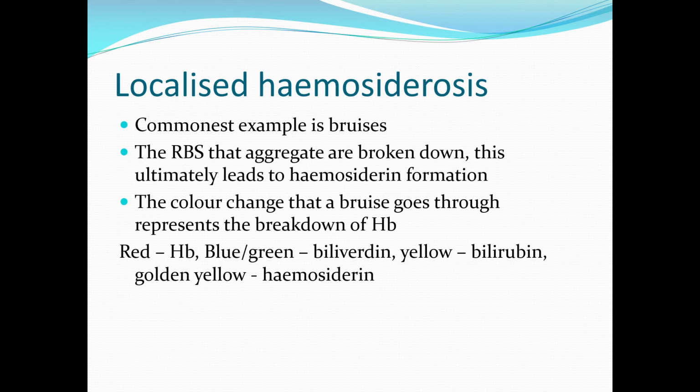Now localized hemosiderosis is when a part of the organ is involved. The commonest example is a bruise when you have some trauma. The RBCs that aggregate are broken down and this ultimately leads to hemosiderin formation. The color change that a bruise moves through represents the breakdown of hemoglobin. Red is the hemoglobin, blue to green is biliverdin, yellow is bilirubin, and golden yellow is hemosiderin. So you can find this in a scar mark whenever the wound is healing there.